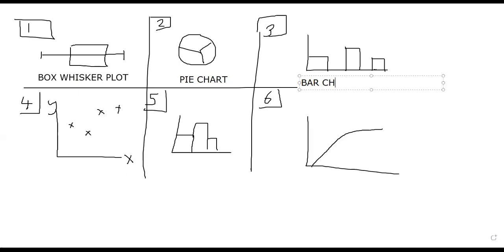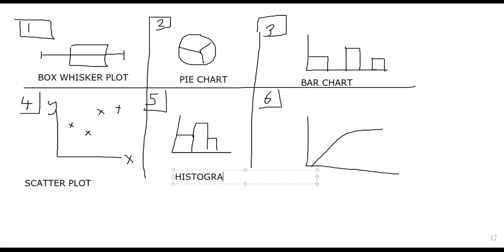Number 4. Number 4 is what? It's a graph. The scatter plot. Number 5. Histogram. And number 6.